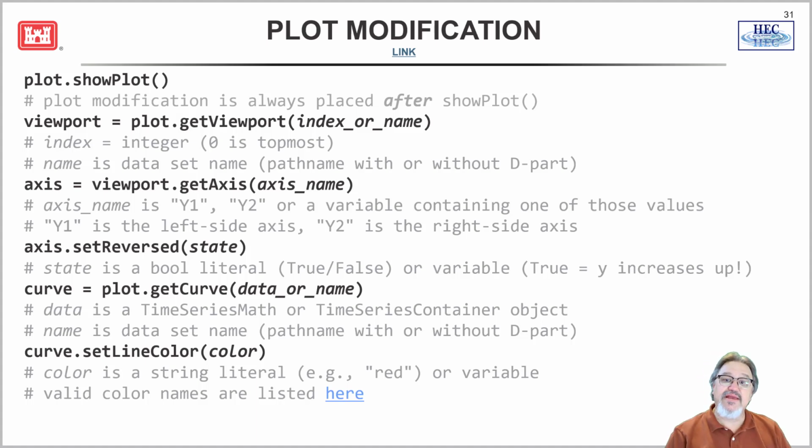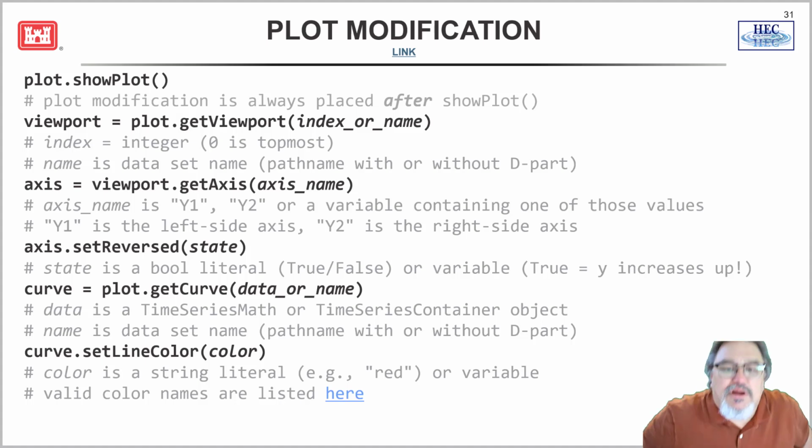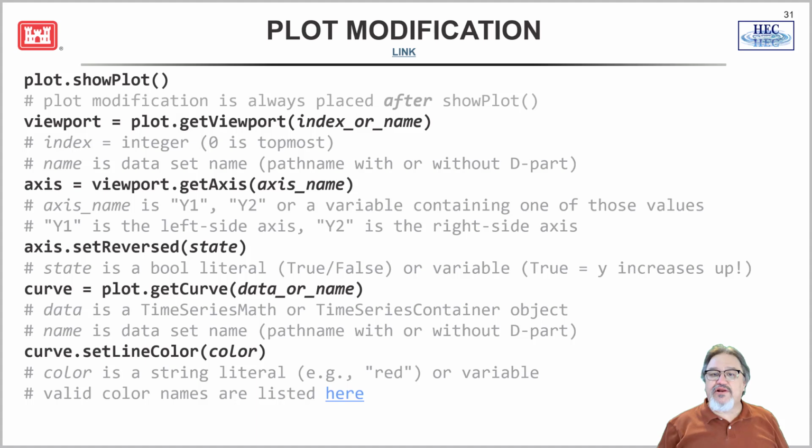Once we have a viewport, we can get an axis, if we want to modify an axis or axis text or axis label. And so when we have a viewport, we can say viewport.getAxis and give it an axis name. The y-axes are y1 for the left, y2 for the right. You wouldn't necessarily get an x-axis out of a viewport. I guess you could. The x-axis is shared by all of the viewports for time series, since they are stacked on a common x-axis. And so the axis name here is going to be y1 or y2, or x1 if you wanted the x-axis.